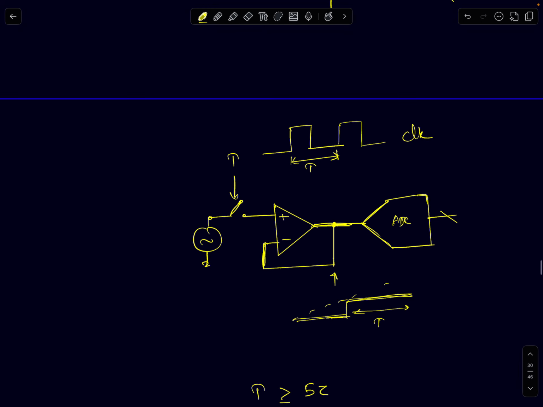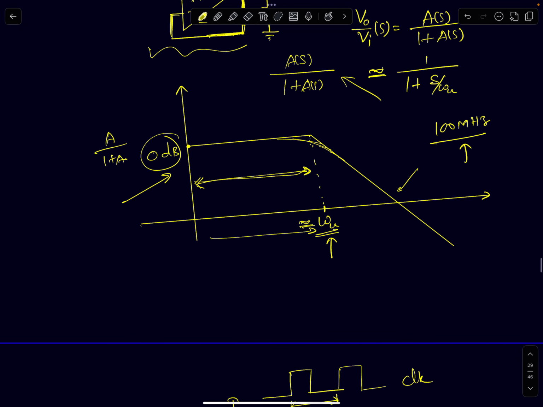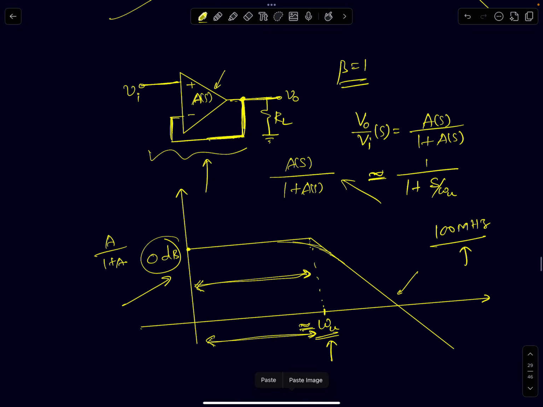So how do I translate it to time domain? Of course, this directly makes sense: it puts a limit on the maximum frequency I can use this op amp circuit for, this buffer circuit for. It tells you your frequency cannot exceed the UGB of the op amp.